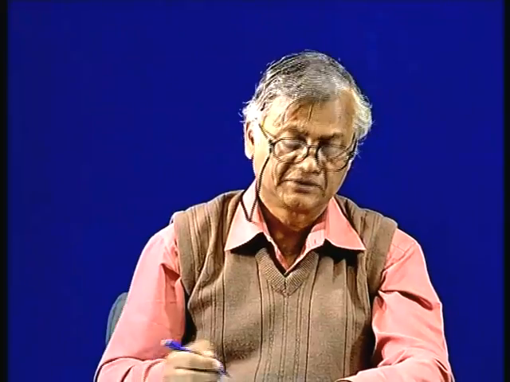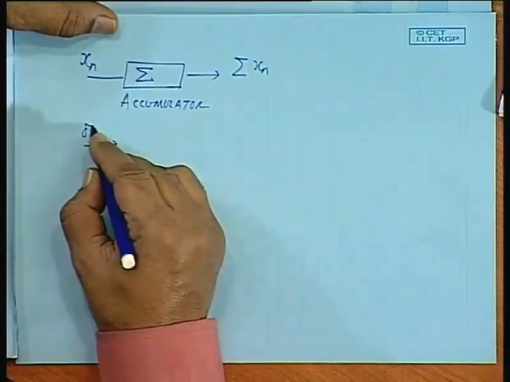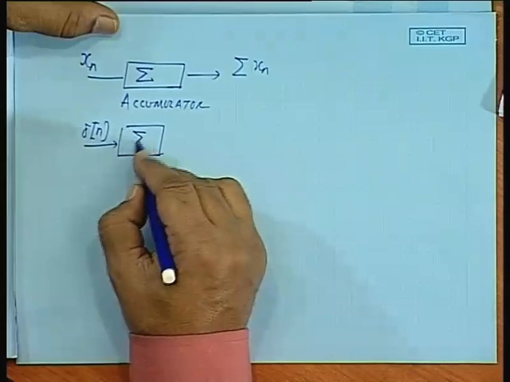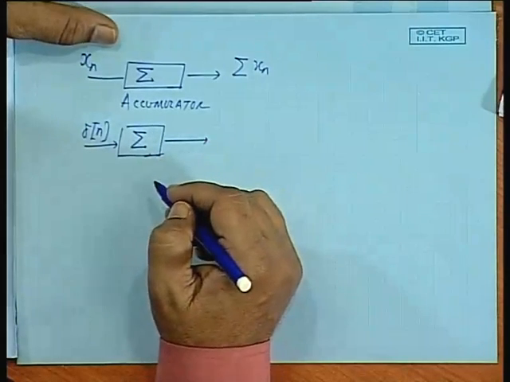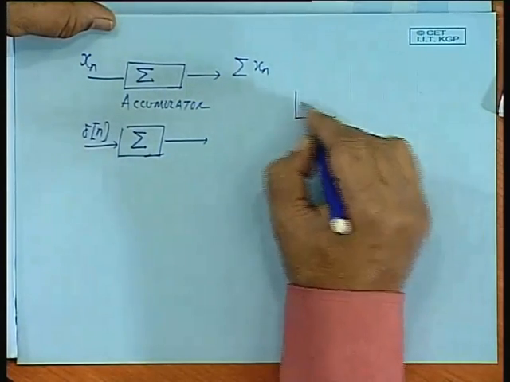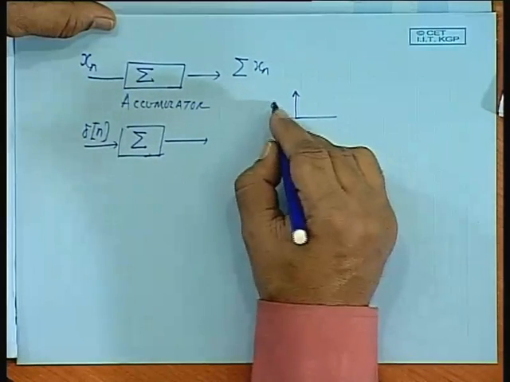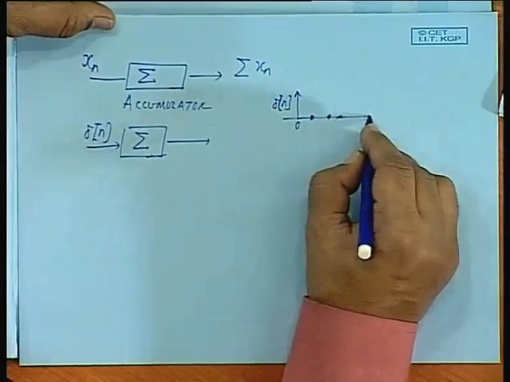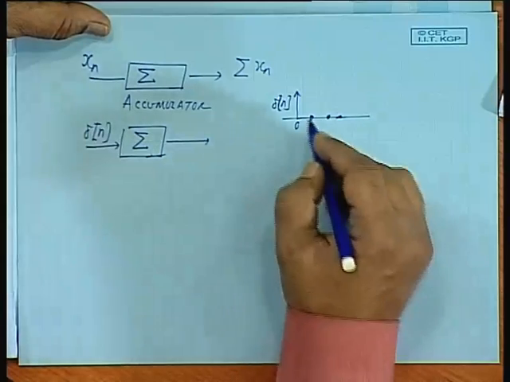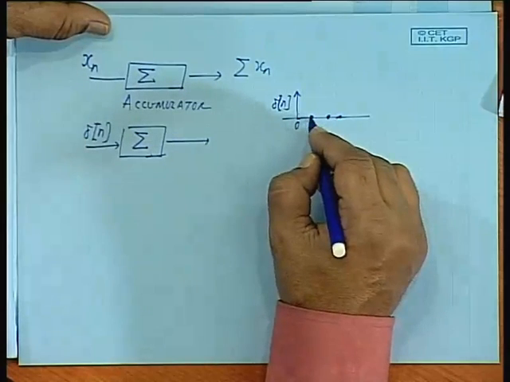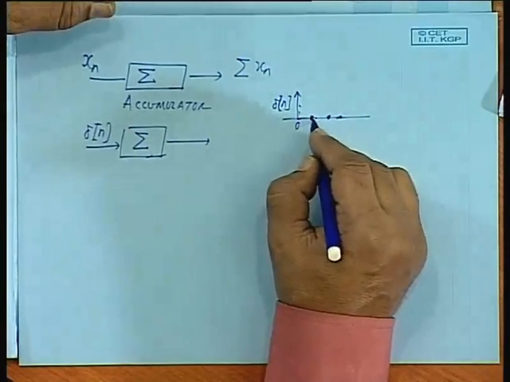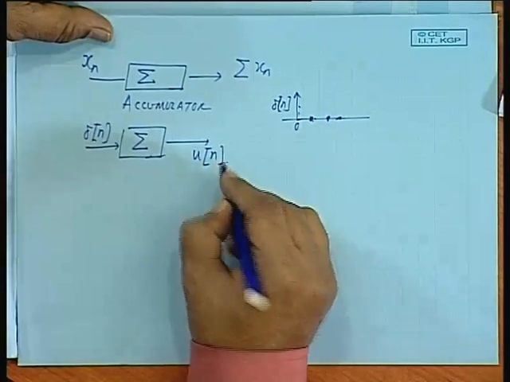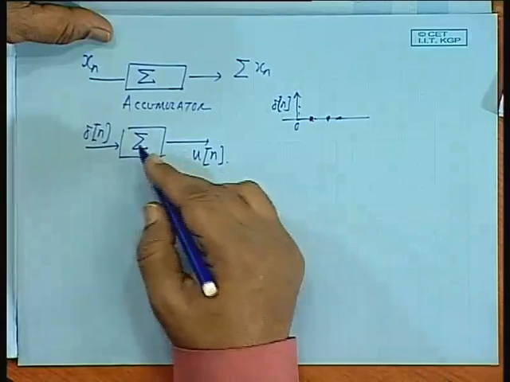What kind of output you get if I excite the system with a delta function? It is delta(n) is this one, okay, this is delta(n), rest are all 0. Now, in an accumulator what will be the output? At this instant it is 1, next instant also it is 1, 1 plus 0, 1 plus 0 plus 0 and so on. So, the output will be u(n), okay. It is similar to integration.